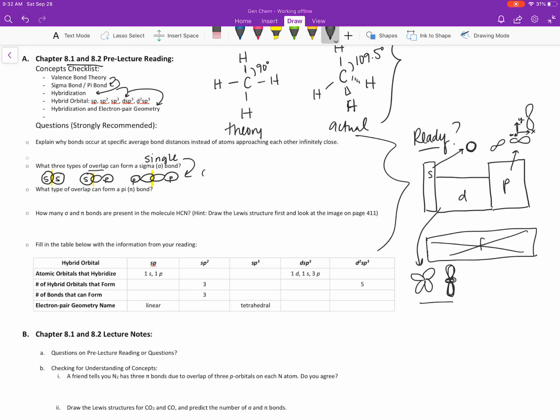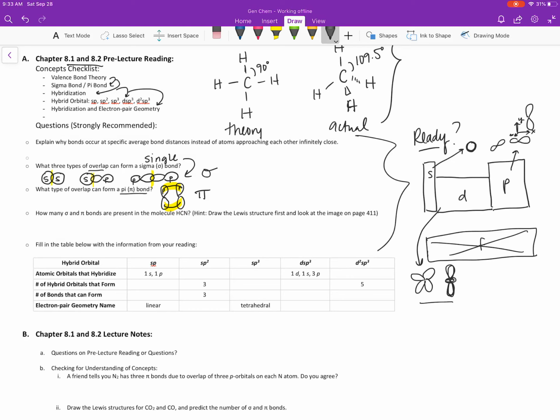Okay, a little sigma. Now the pi bond, the only one we're going to worry about is the overlap that occurs between two p orbitals that are side by side. So instead of being end on end, they are side by side. And you can see that there's potential to overlap in both lobes of the p orbital. So that's going to be the only pi bond we're going to focus on.